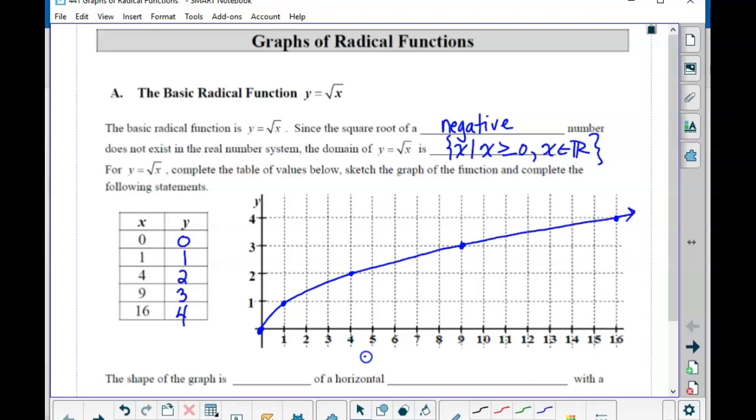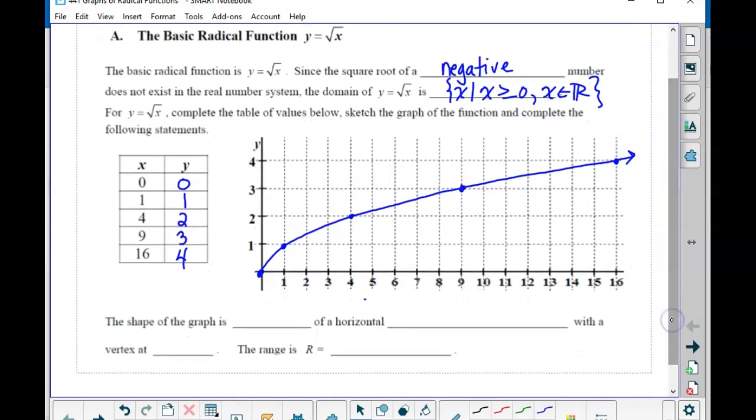Okay, but we do not put an arrow on this end, right? That's an end point because of the fact that you can't take the root of a negative. So the shape of that should look kind of familiar if you turn your head. Yep, you turn your head, it looks like half a parabola. Okay, so the shape of the graph is half of a horizontal parabola.